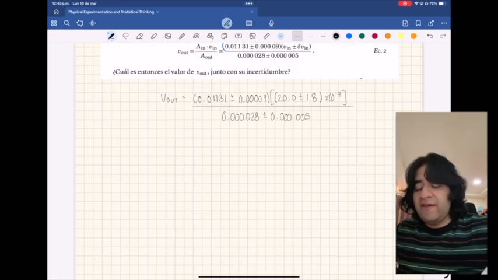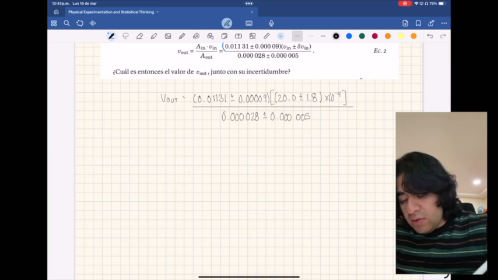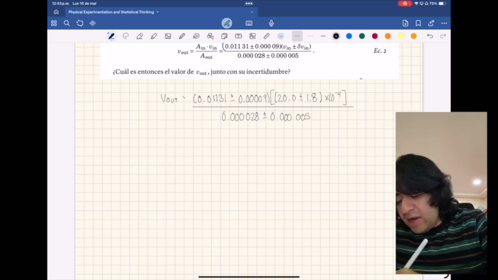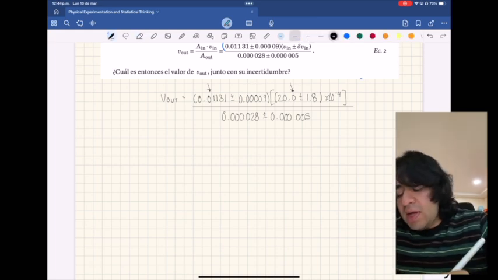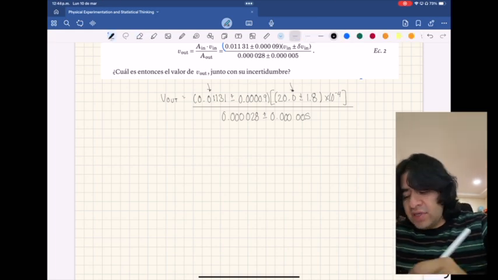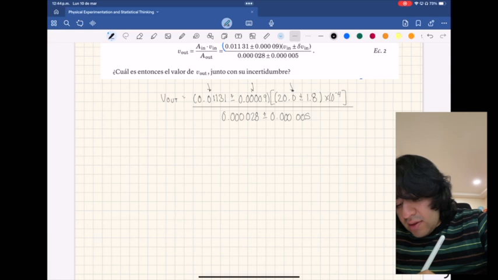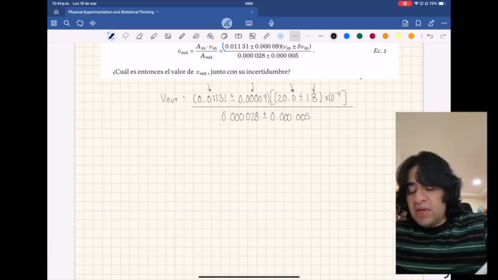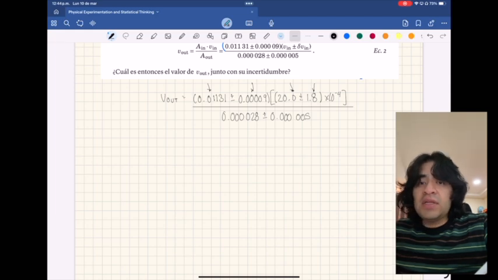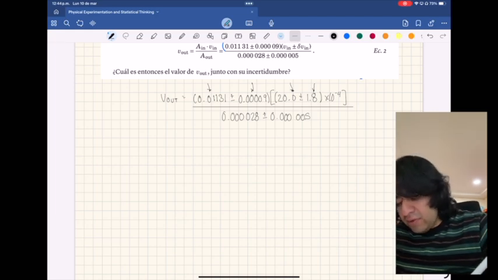By using the quick rules for multiplication, we have to remember that our main quantities are multiplied, and in the case of uncertainties, they are summed by using the percentage uncertainty of both.